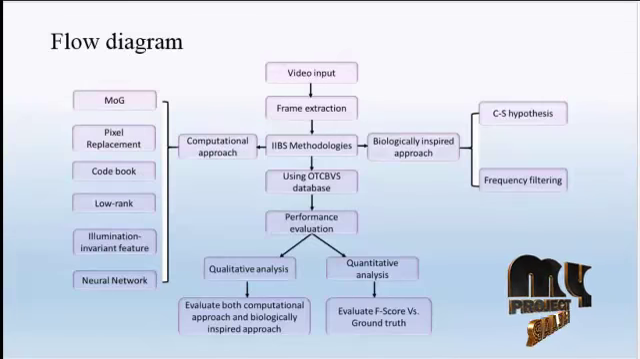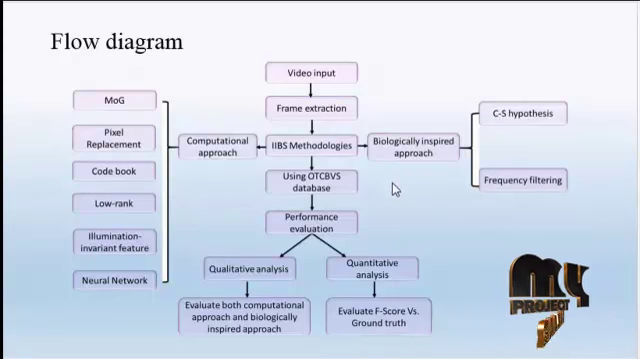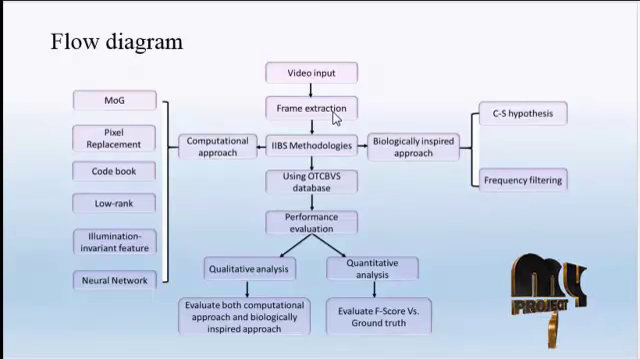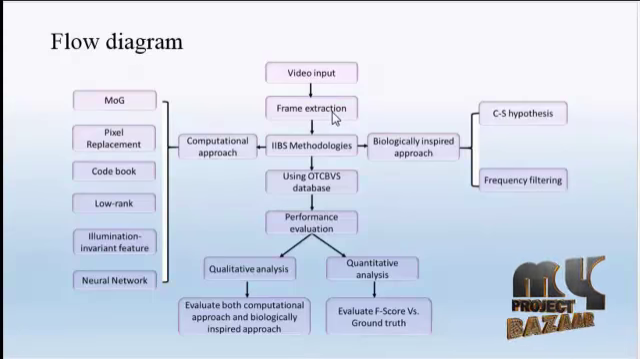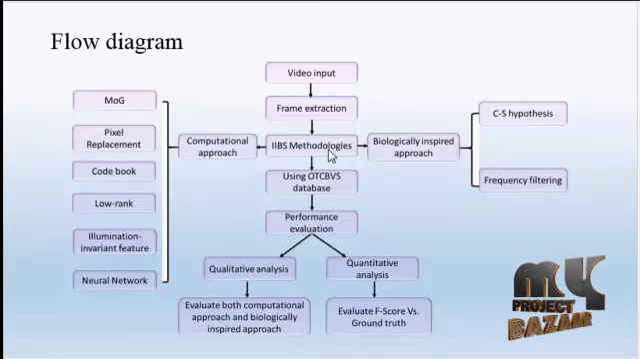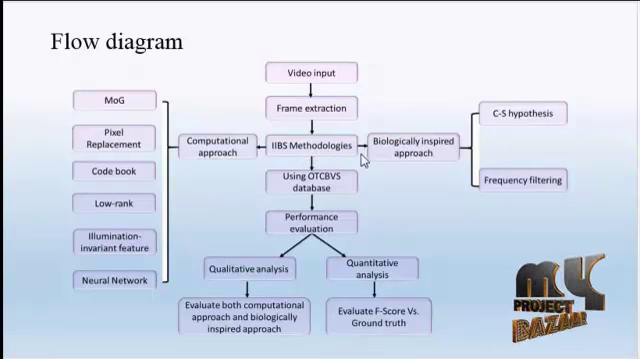And this is the flow diagram of our project. For the input, we select a video file which is going to be background subtracted. After that, the input video is read and pre-processed. Then the frames are extracted from the video and saved as images in a folder for the processes. After that, we use the IIBS methodologies, Illumination-Invariant Background Subtraction methodologies, for the background subtraction.